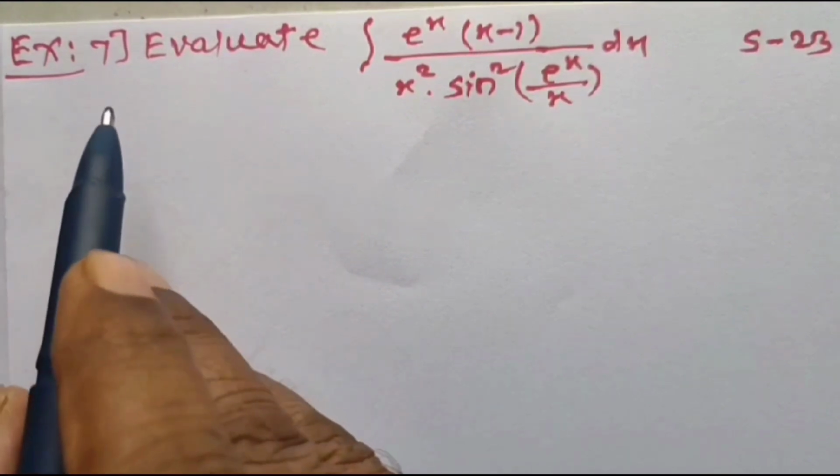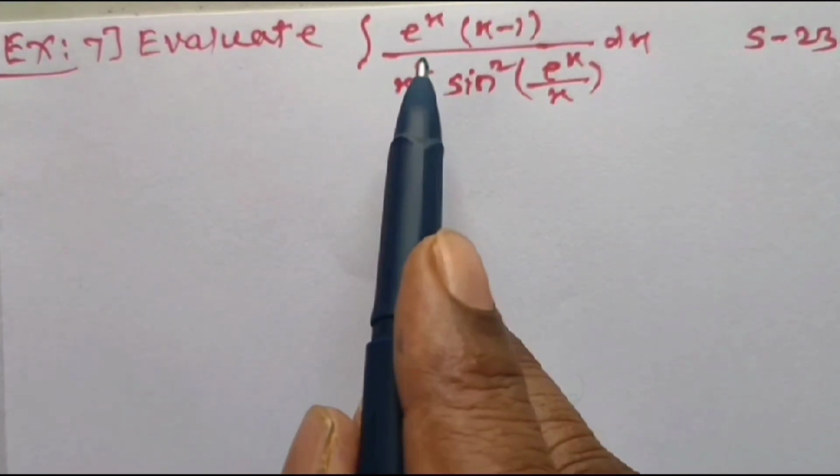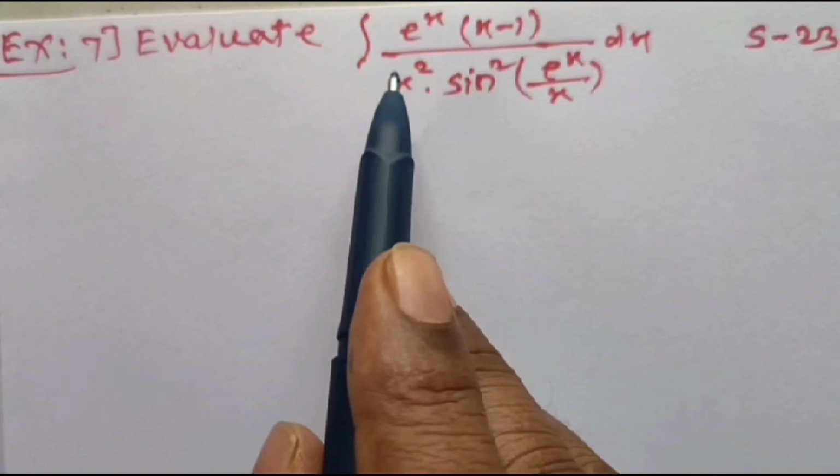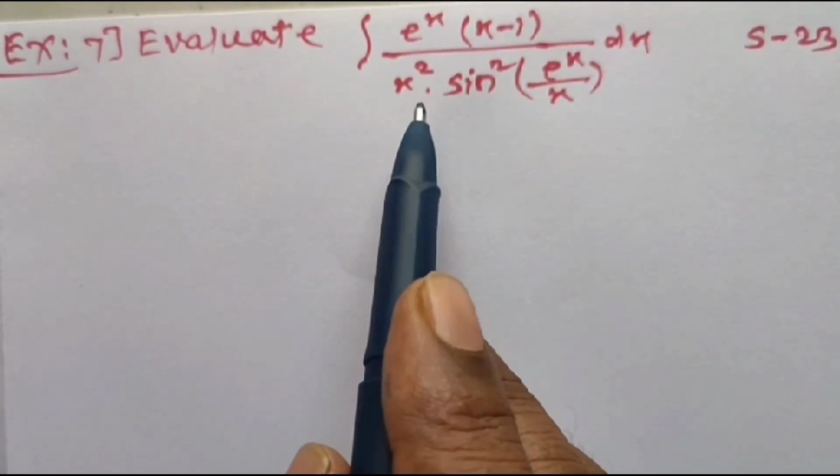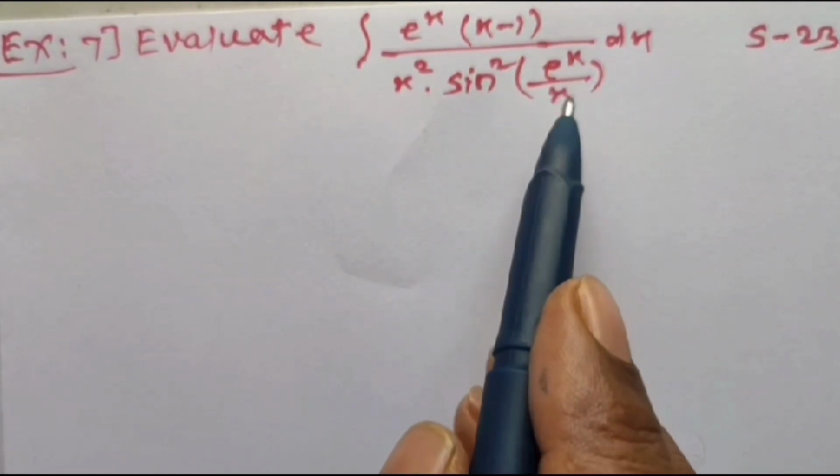Let us solve sum number 7. Evaluate integral of e to the power x into bracket x minus 1 divided by x square into sine square of bracket e to the power x upon x.